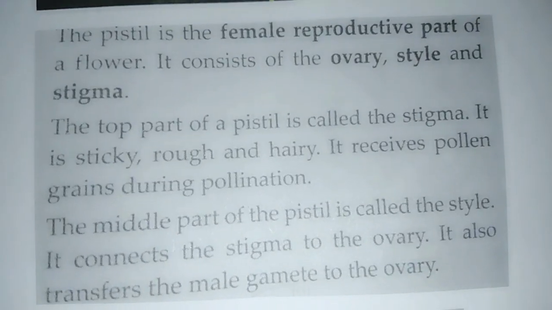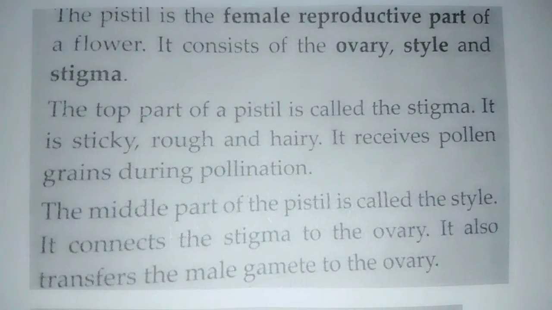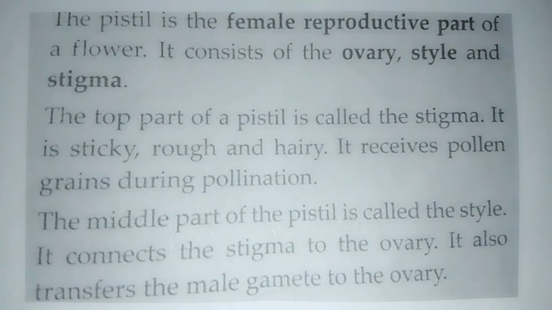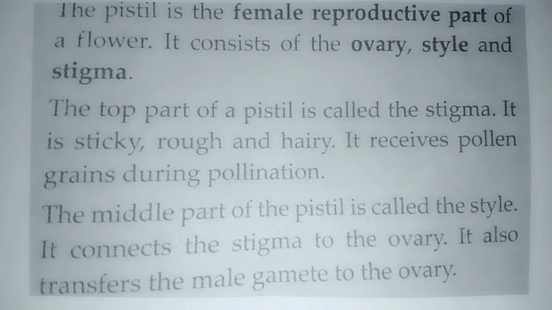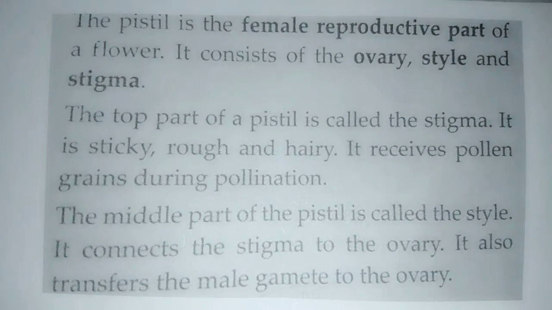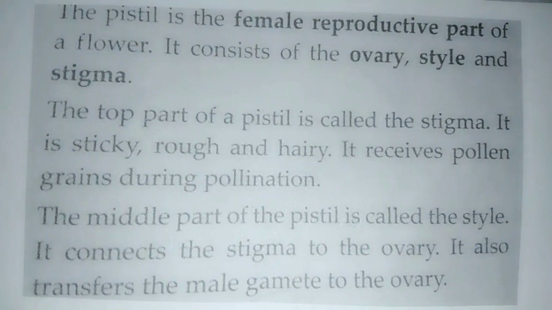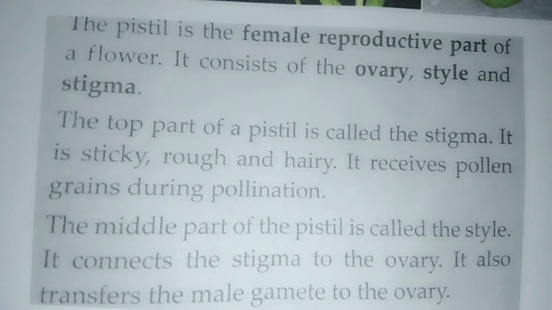The pistil is the female reproductive part of a flower. It consists of the ovary, style, and the stigma. The top part of the pistil is called the stigma. It is sticky, rough, and hairy. It receives pollen grains during pollination. The middle part of the pistil is called the style. It connects the stigma to the ovary. It also transfers the male gamete to the ovary.